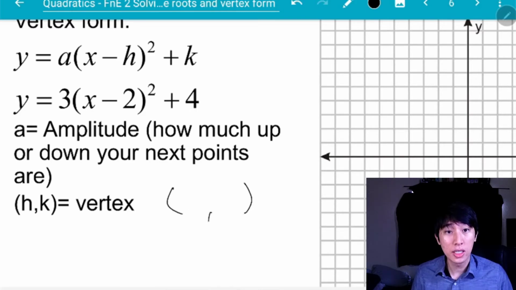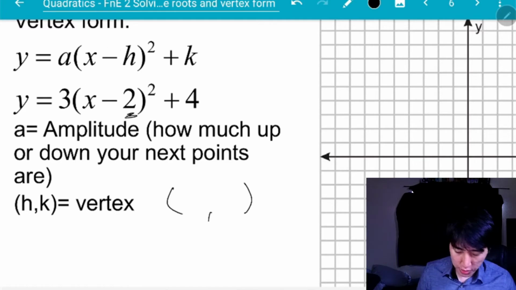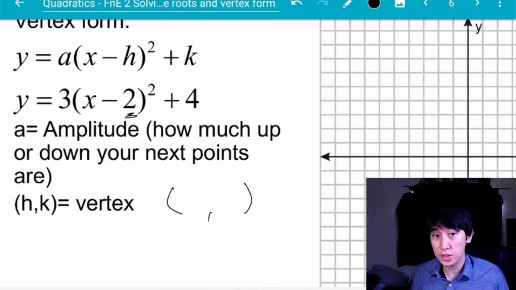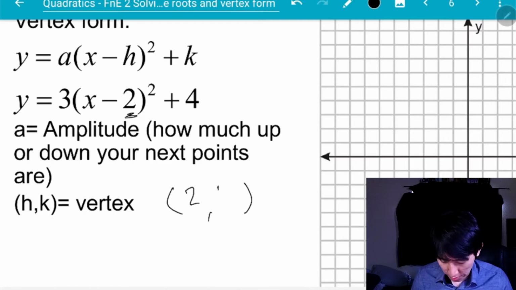My h is the number that's inside my parentheses. So I have 2 over here. I'm ignoring the negative because it's supposed to be negative. If it helps you, whatever the number is inside, you take the opposite sign. So if it's plus 2, you want negative 2. If it's negative 2, you want positive 2. And then the number outside, that's just totally fine. So it says plus 4. So then your y value is 4.